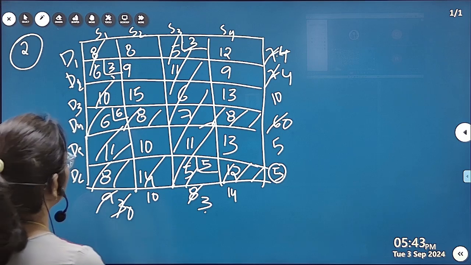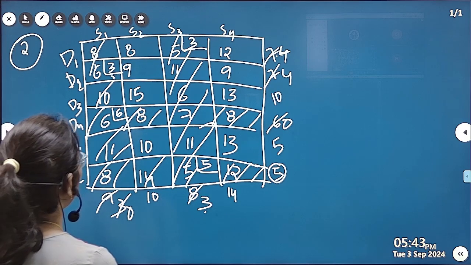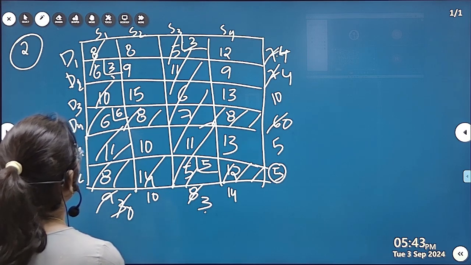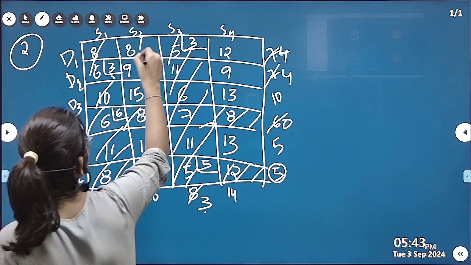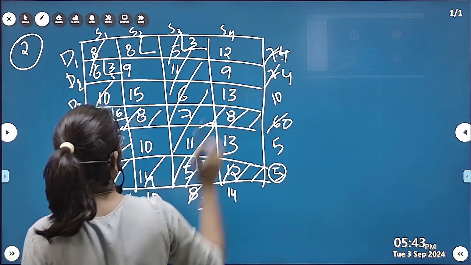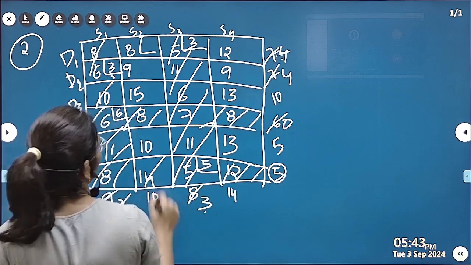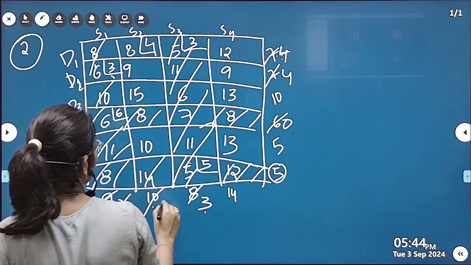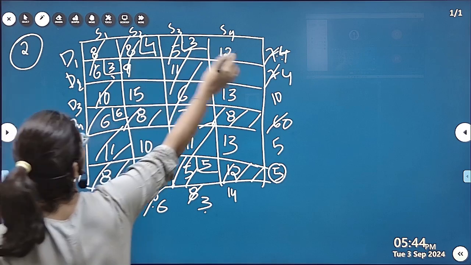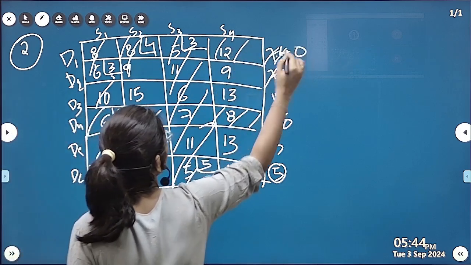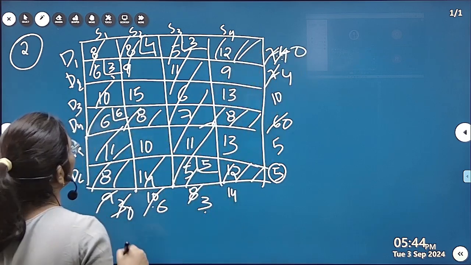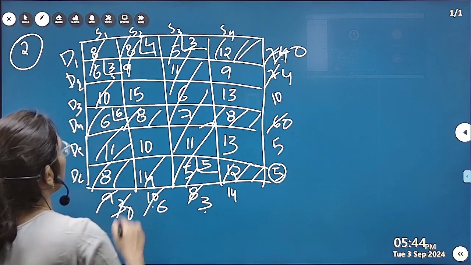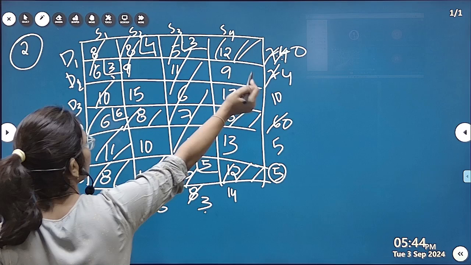Okay, so next least cost is 8, right? 8. So here we need 4, and here the supply is 10. So take that 4, and 10 minus 4 is 6. So this demand has been met, so it will be 0. Cancel that row.